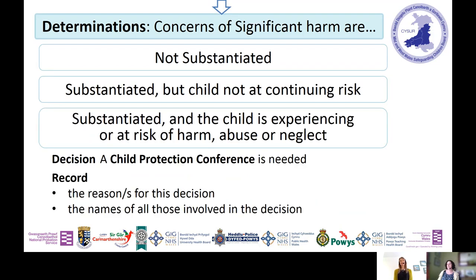And the final outcome then is that those concerns were substantiated and that the child is experiencing or at risk of harm, abuse or neglect. And that would be the scenario that would bring us to a child protection conference. Again, there should be a record of the reasons that helped us reach that decision and the names of all those involved in making that decision.